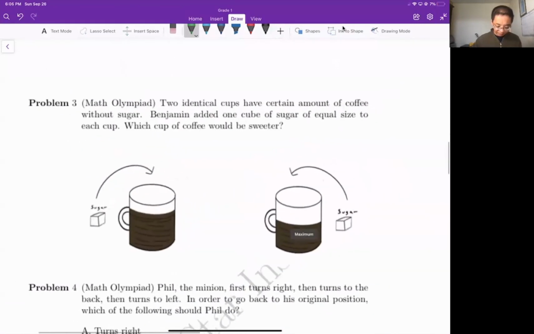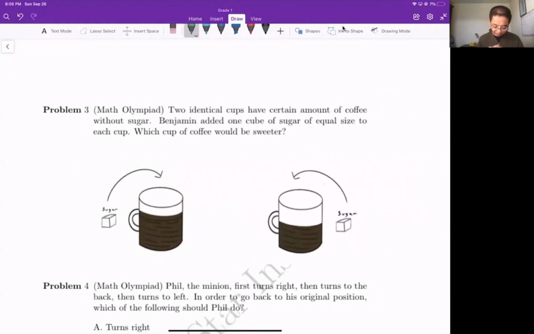Question number 3. This is a math Olympiad type question. Here it says we have 2 cups of coffee without water and without sugar, but the amount of coffee is different. And then we add 2 cubes of sugar into each cup. The size of the sugar is the same. The question is, which one is sweeter?